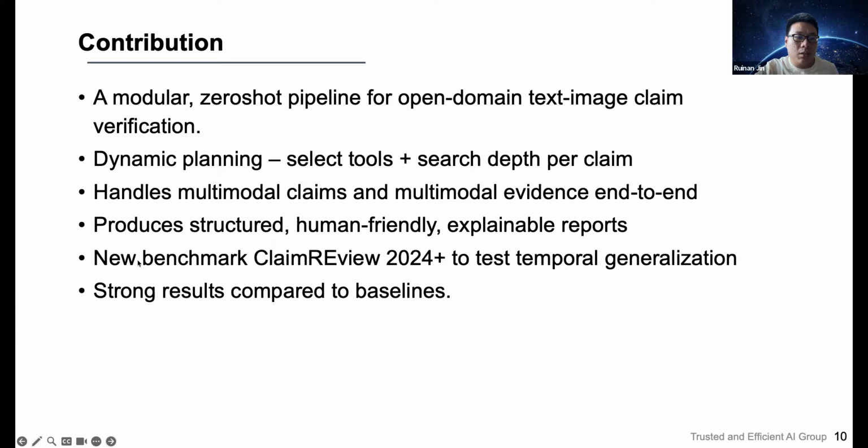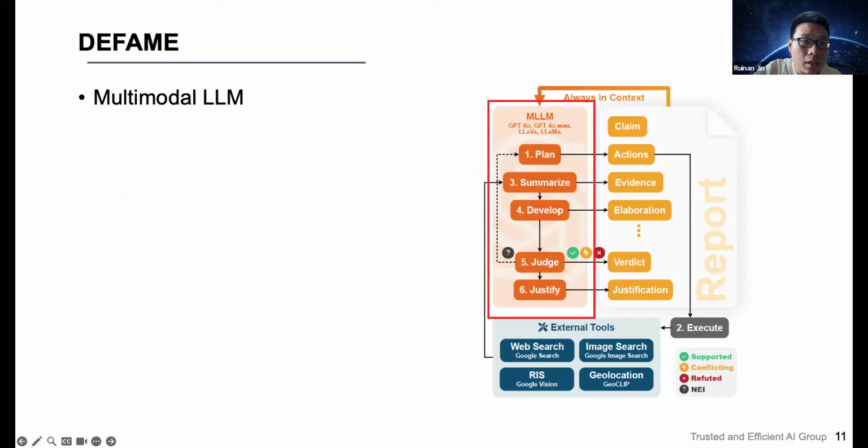And also, it proposes a new benchmark called Claim Review 2024 that tests the temporal generalization of the existing baselines and itself. It has strong results, which we will see compared to the baselines. So here is the overview of the framework. It has mainly three components, which we can see.